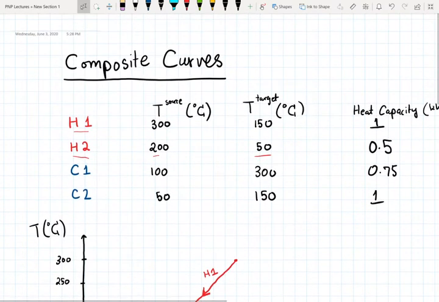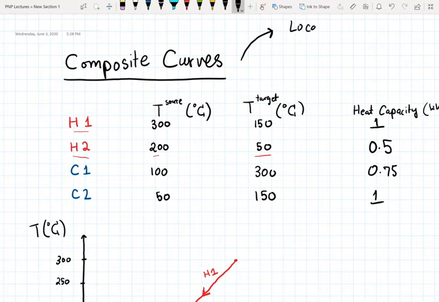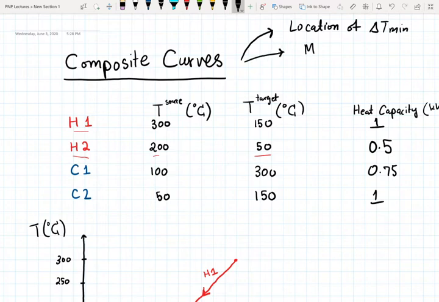So the composite curves are going to tell you, actually the three things that the composite curve is going to tell you, is the location of delta T min, the minimum utility requirements, and the minimum heat exchanger area.